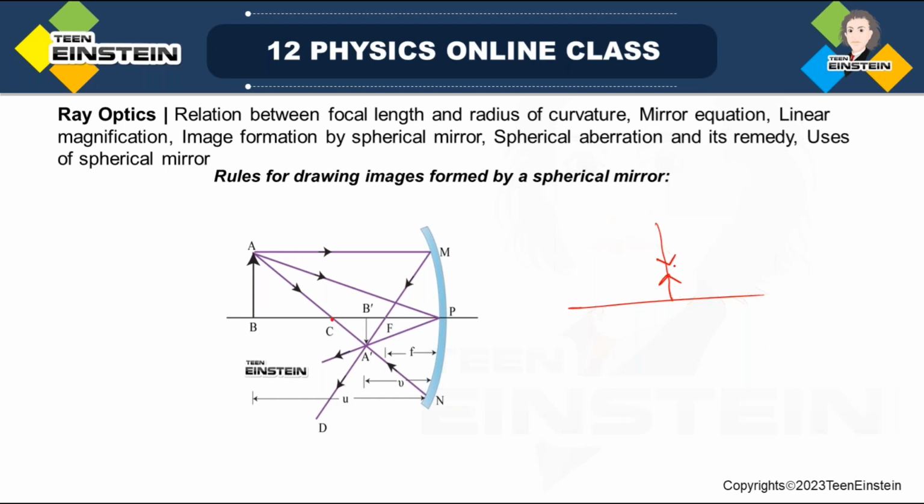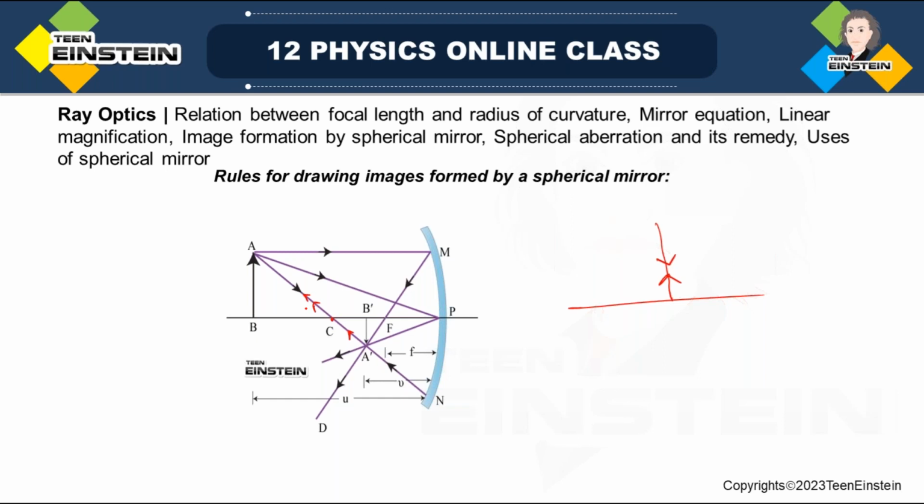See this Cn. It is actually normal to the mirror. That's why any ray passing through the center of curvature and hitting the mirror will retrace the path, as you see here. This is one important rule of image formation.